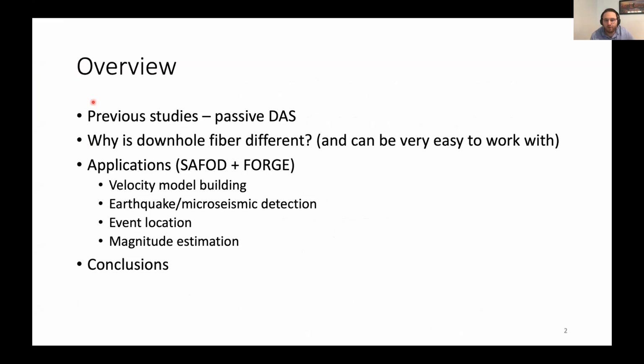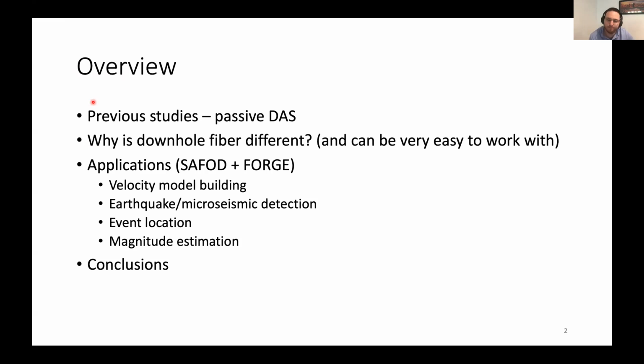And I will try to convince you that it can actually be very easy to work with. I'll try to show you how a relatively simple and non-restrictive set of assumptions can actually turn processing of a downhole fiber into a very easy task, much easier than a surface array. And the reason it's simpler than a surface array is not what you usually think would be the cause. It doesn't have to do with the near surface attenuation, scattering, poor coupling, all these usual difficulties in the near surface.